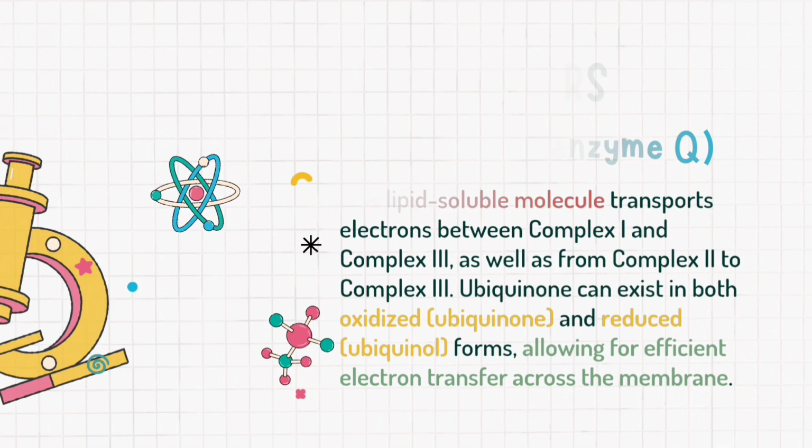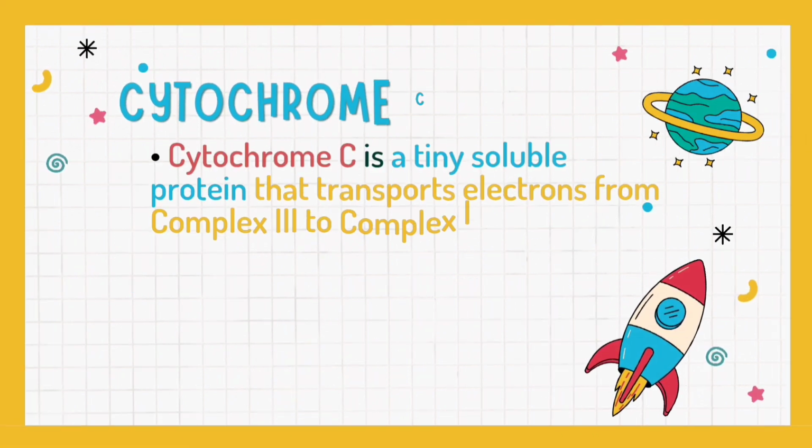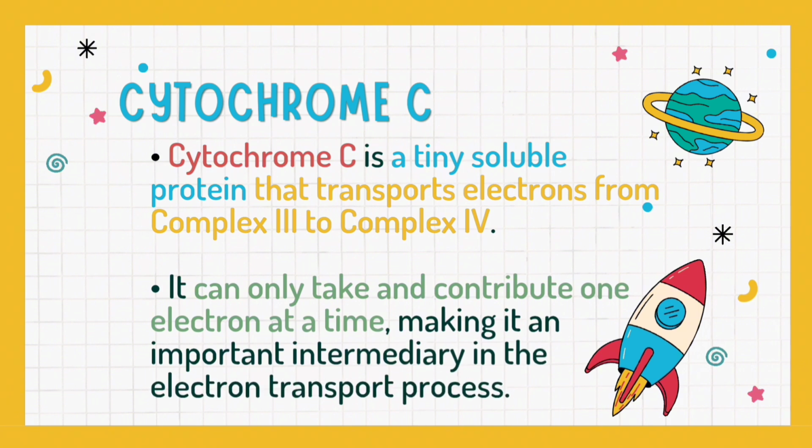Also, we have cytochrome C. Cytochrome C is a tiny soluble protein that transports electrons from complex 3 to complex 4. It can only take and contribute one electron at a time, making it an important intermediary in the electron transport process.